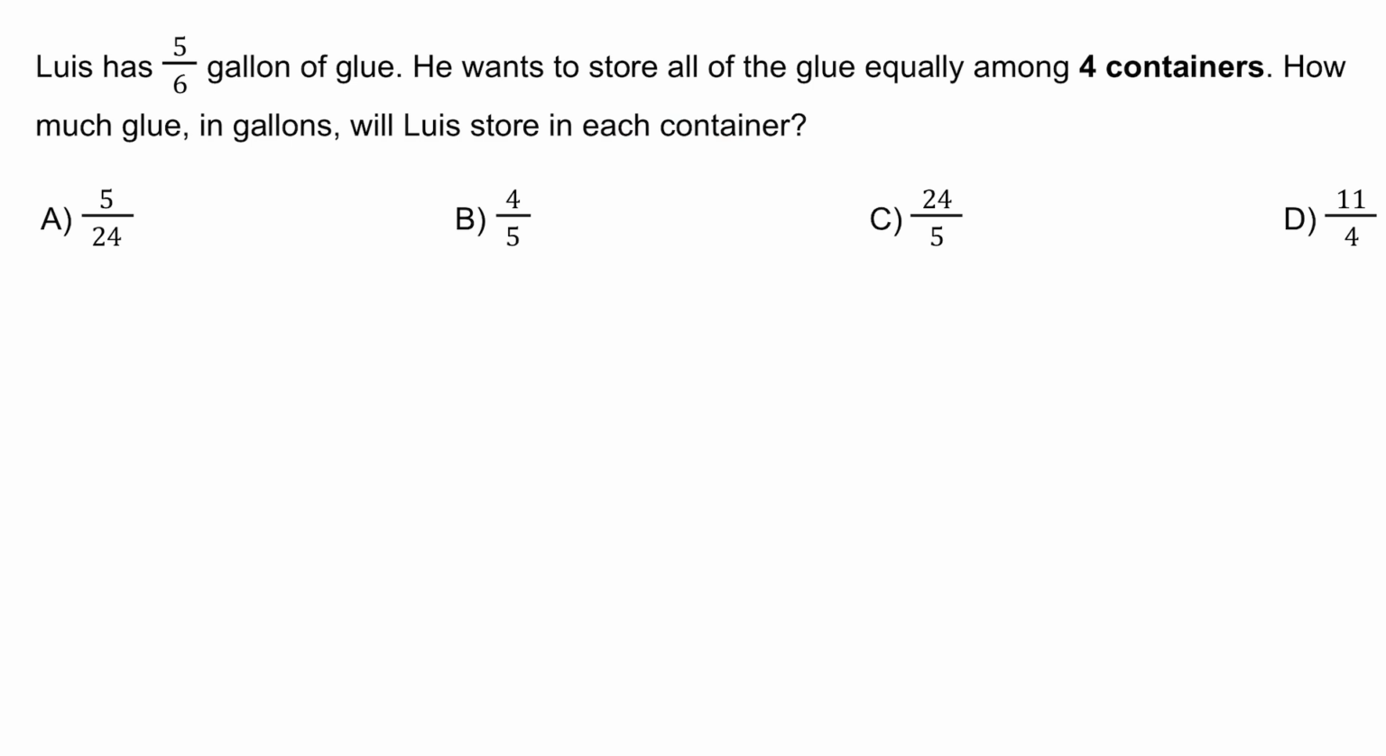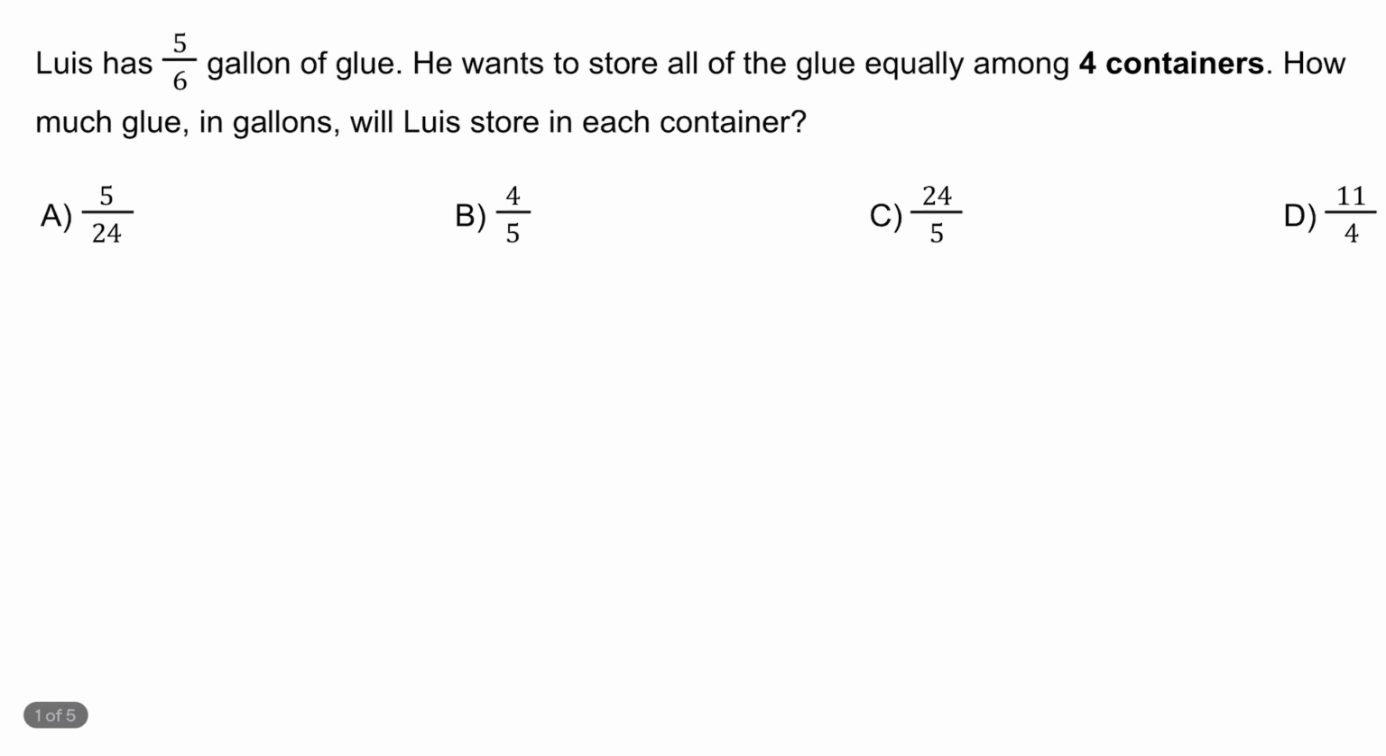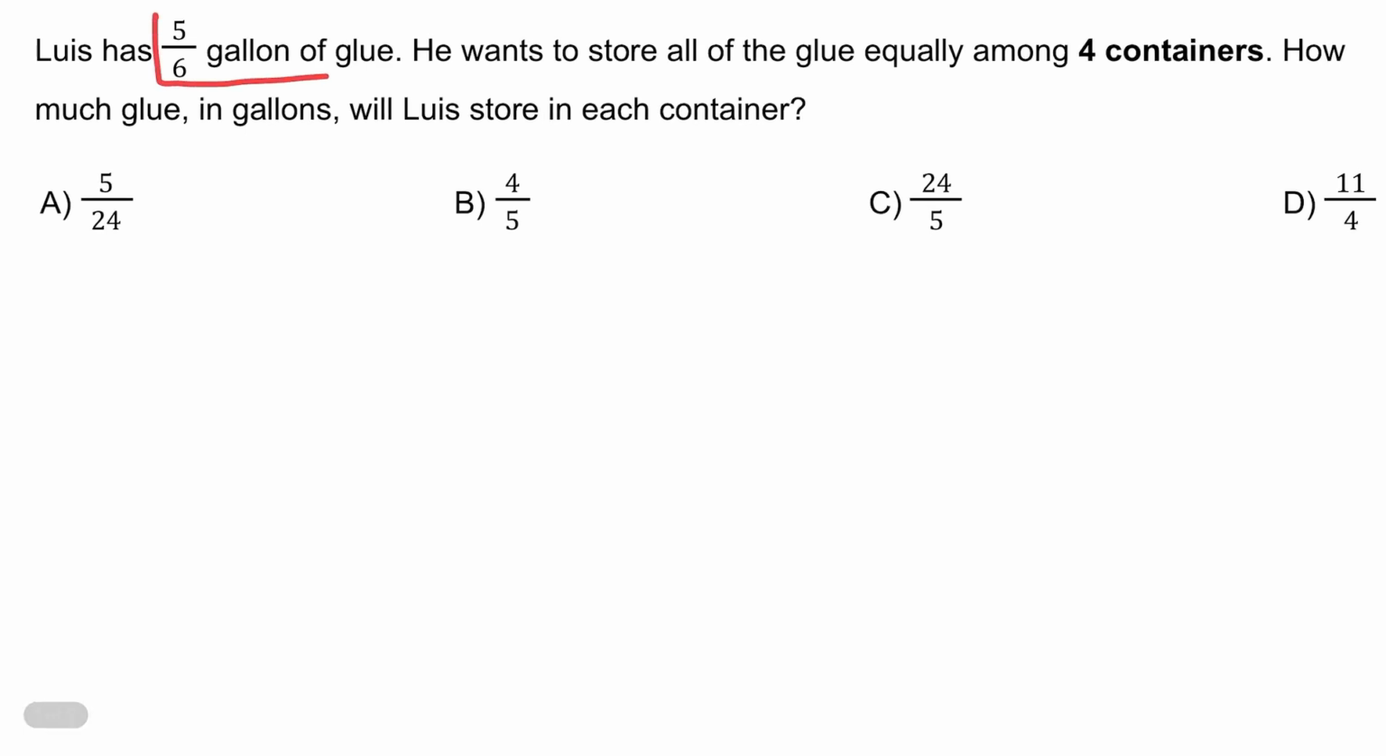So now that we've read it one time, we have an idea of what's happening. Lewis has some glue, exactly 5/6 of a gallon of glue. He wants to store all of that glue amongst 4 containers. So it sounds like the 5/6 of a gallon of glue is something that's getting divided equally. So it's getting split equally, which means that this would be our dividend.